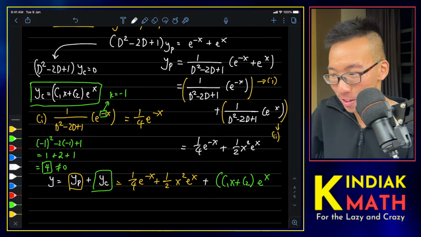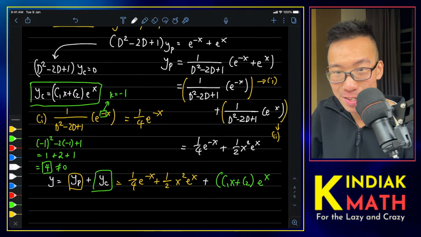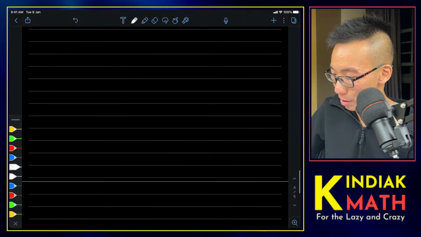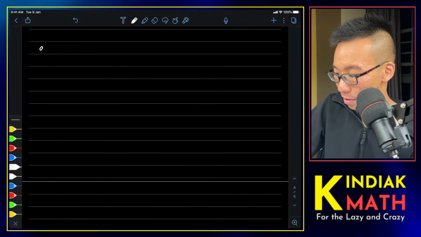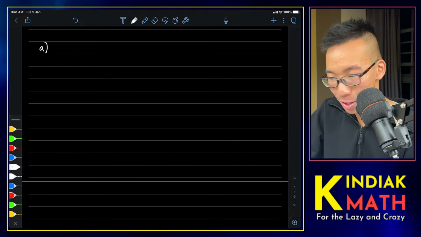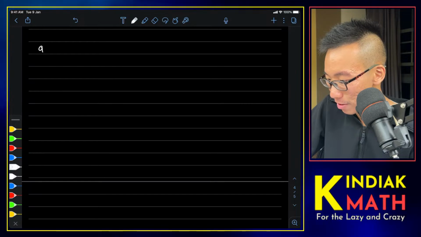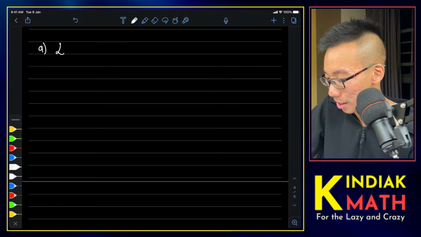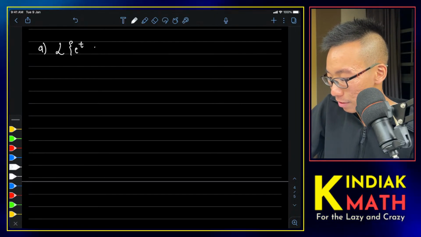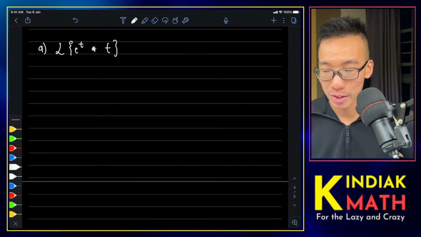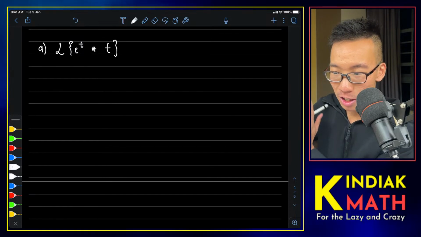Alright, let's go for the next question, which involves some Laplace transforms yet again. So here's how we're going to do it. This coming question involves Laplace transforms. We need to calculate the Laplace transform of e to the t with the convolution of t. So this is the convolution operator.